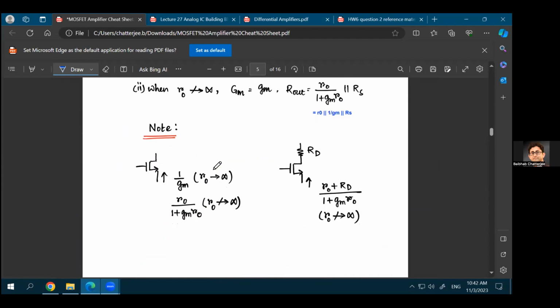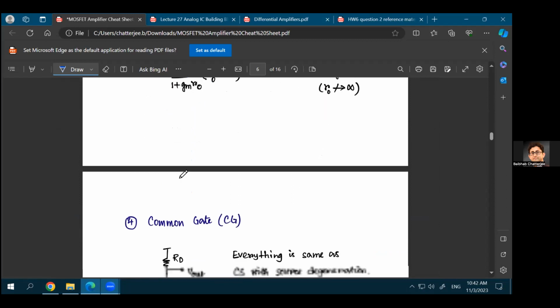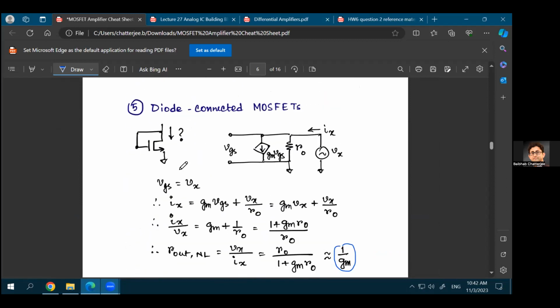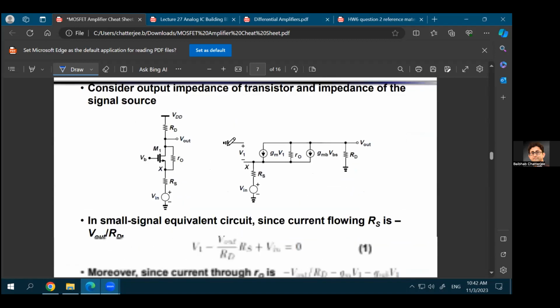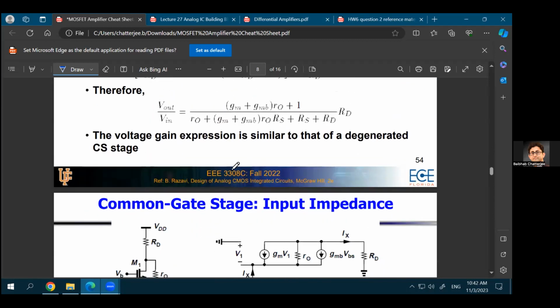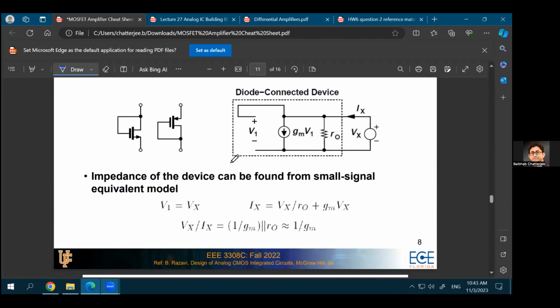Similarly, when you are looking into the source of a MOSFET, you see a resistance of 1 upon Gm, right? The only specific scenario that we'll encounter in the analysis to follow is the diode connected MOSFET, where the gate and drain are connected together, and the resistance looking into the drain will be 1 upon Gm. And of course, the resistance looking into the source will also be 1 upon Gm. For this particular scenario, the resistance looking into the drain is 1 upon Gm, and the resistance looking into the source is also 1 upon Gm. We have done the proofs and everything, so I'll not go over it once again.